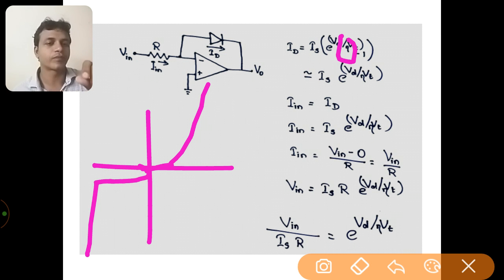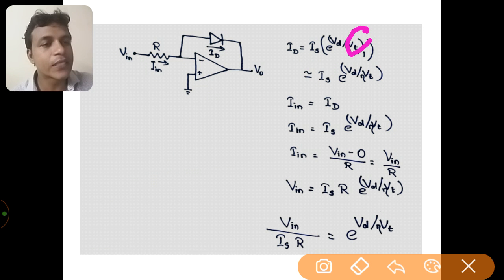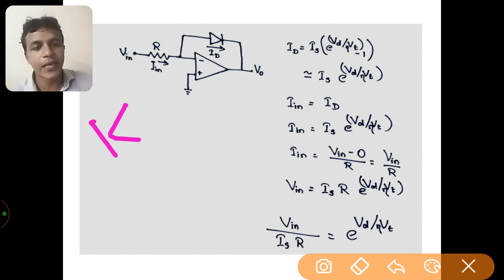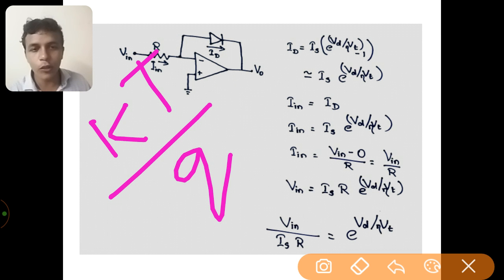To what extent the practical diode obeys the characteristics of an ideal diode is given by this ideality factor. Normally the value of the ideality factor lies in the range between 1 and 2. The next thing, Vt, is the thermal voltage. Thermal voltage can be given as K into T divided by Q, where K is the Boltzmann constant, T is the temperature, and Q is the charge of the electron.